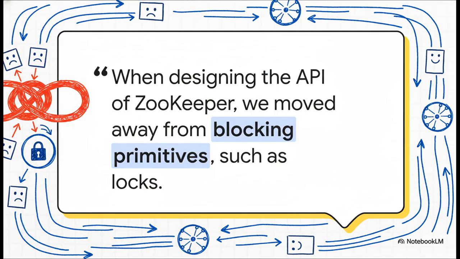And this quote right here, this gets to the absolute core of their idea. They deliberately avoided what are called blocking primitives. See, a blocking lock means if one slow client is holding it, every other client that needs it just has to sit there and wait. It creates a massive bottleneck. ZooKeeper's whole philosophy is to be wait-free, and that is just non-negotiable if you want real performance.